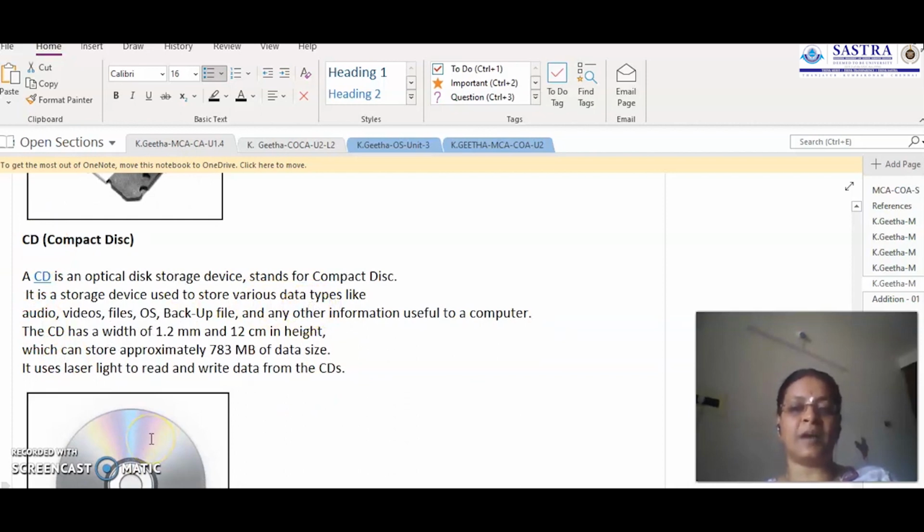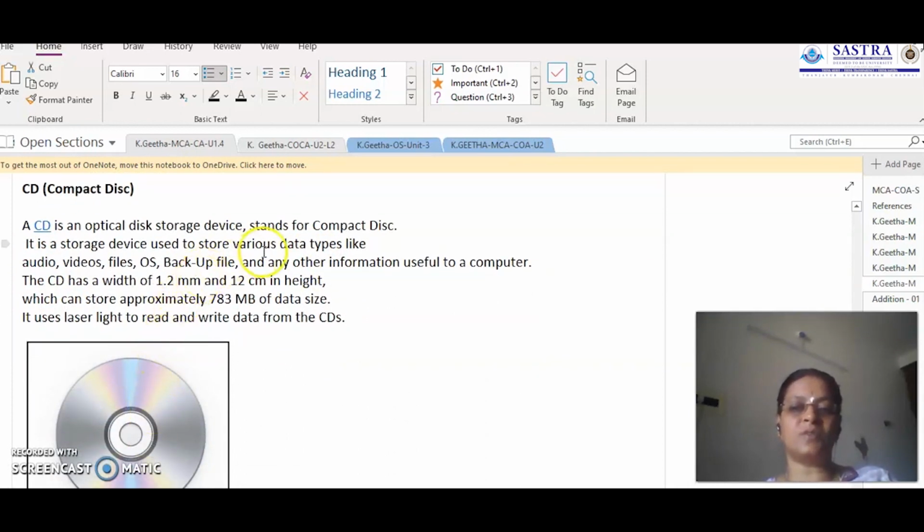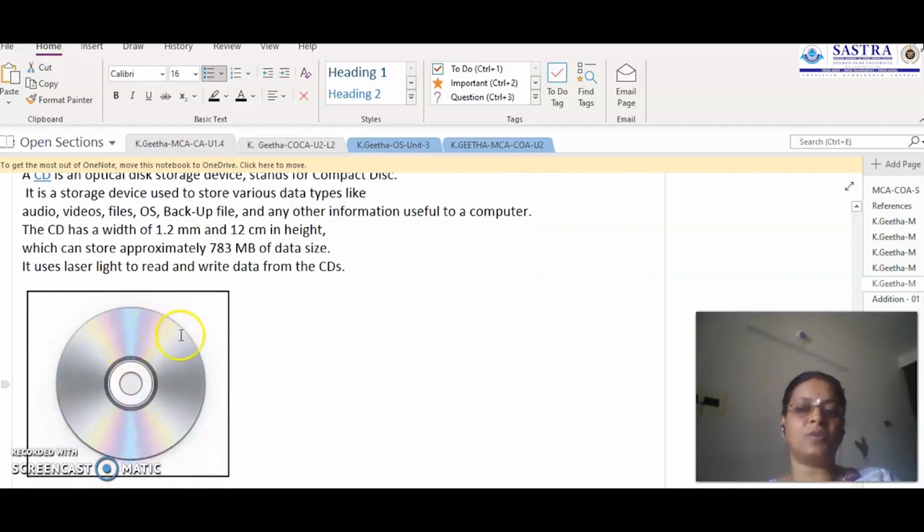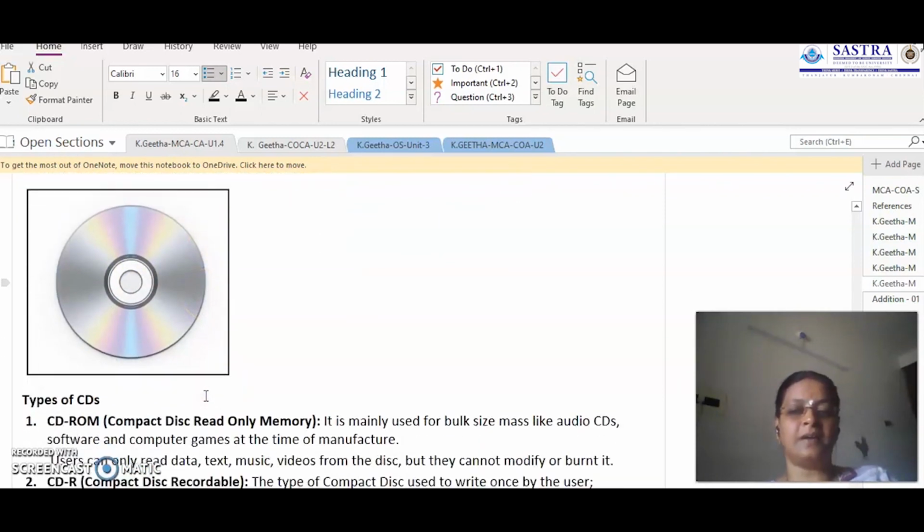Okay, the size is very small and meager. It is easy to carry, and usually CDs will be used to store audios, videos, files, OS backup files, or any sort of information which needs to be stored and referred to later. The width of this CD is going to vary in size based on the capacity of the data which is going to be stored. And of course, it uses laser light technology to read the information and write the content into the CD.